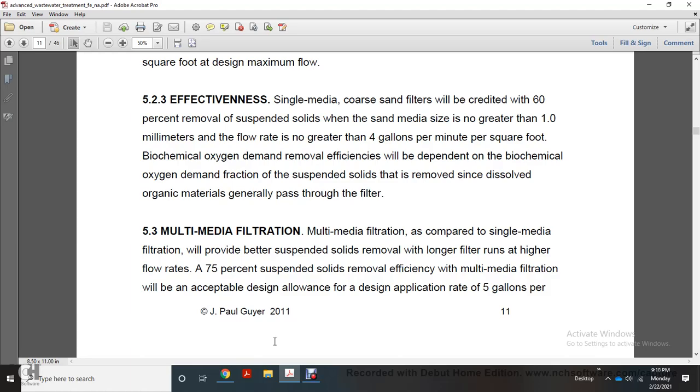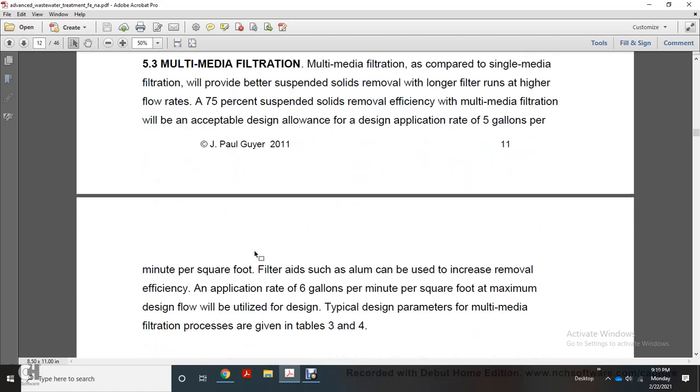Multimedia filtration. Compared to single media filtration, multimedia filtration provides better suspended solids removal, with longer filter runs at a higher flow rate, and 75% suspended solids removal efficiency. Multimedia filtration will be acceptable for design application rates of 5 gallons per minute per square foot. Filter aids, such as aluminum, can be added to increase the removal efficiency, for an application rate of 6 gallons per minute per square foot. The maximum design flow will be utilized for the design.